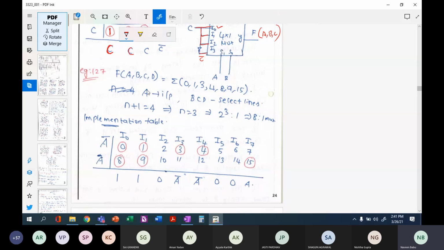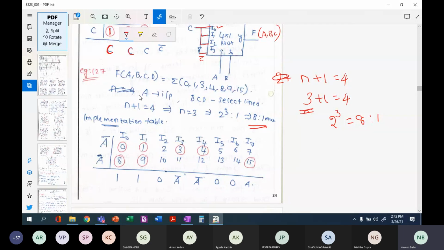Okay. So next, let us quickly look at another example. How many variables are there? 4 variables. So n plus 1 is 4. So 3 plus 1 should be 4, which means that there will be 3 select lines. Before that, I have to identify the kind of multiplexer. So what is 2 power 3? It will be 8. So the multiplexer I will be using will be an 8 cross 1 multiplexer. There will be 3 select lines and 1 input line. Always the input is going to be 1 only.